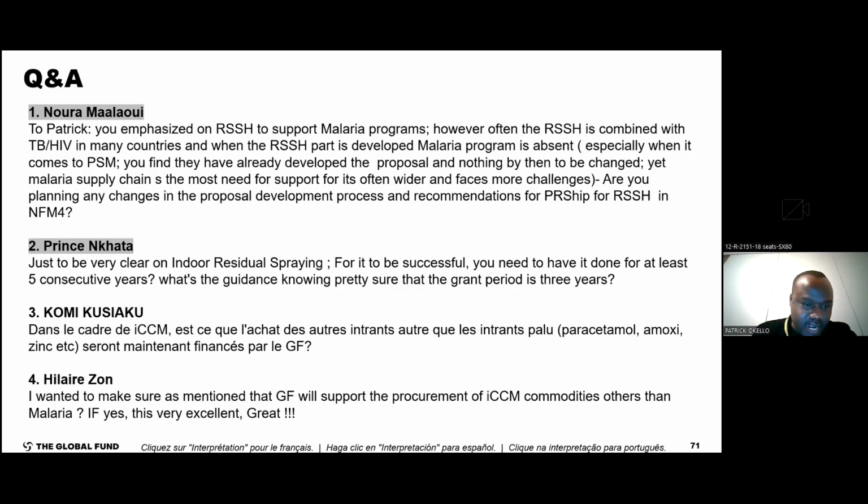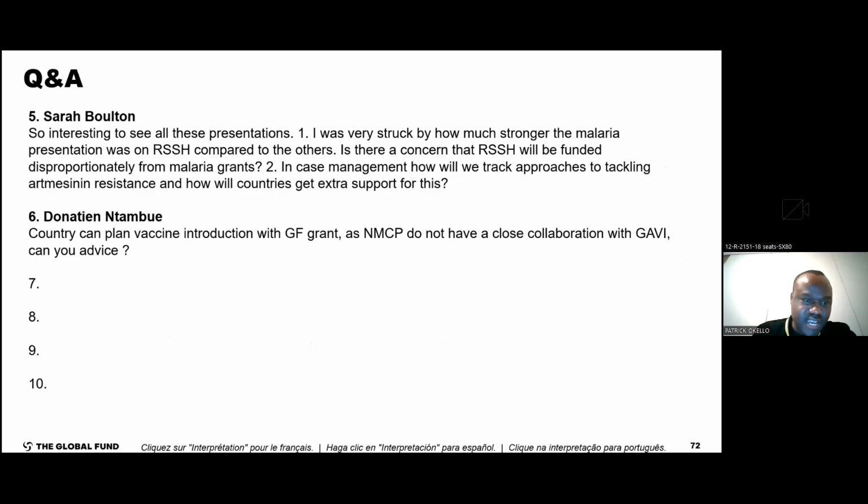And Hilaire Zone, your question, you wanted to make sure GF will support procurement of vaccine commodities? Yes. And we're all excited with this capability. Not sure if there are any more questions.